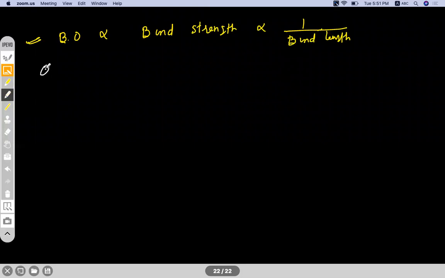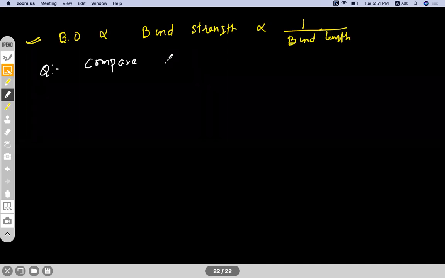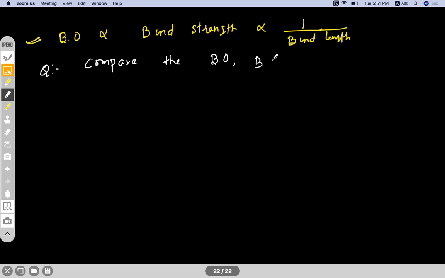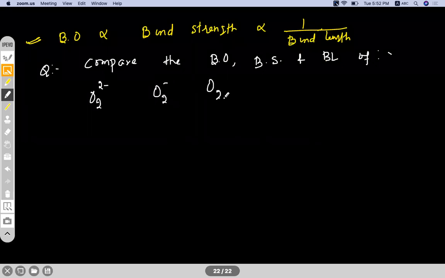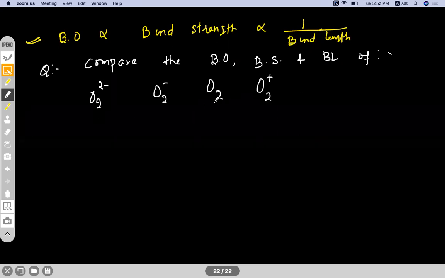One very important question, and most probably you're going to have this question in your school exam. The question is: compare the bond order, bond strength and bond length of O2 2 minus, O2 minus, O2 and O2 plus, for these 4 molecules or ions.